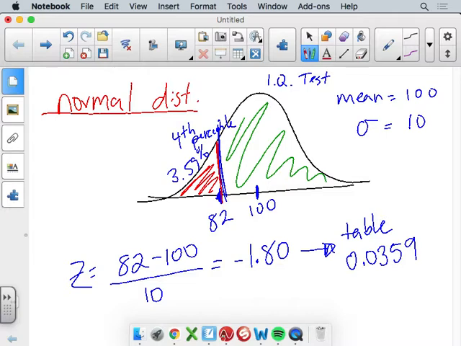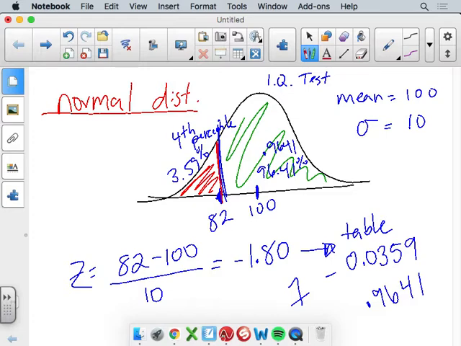So what percent of people beat me? If I wanted to know the greater than, you just do 1 minus that. Is that right? That looks right. 96.41% of people are above me. This percentage here is the percent below me, and together they have to equal 1. So 96.4% of people beat me in that score.